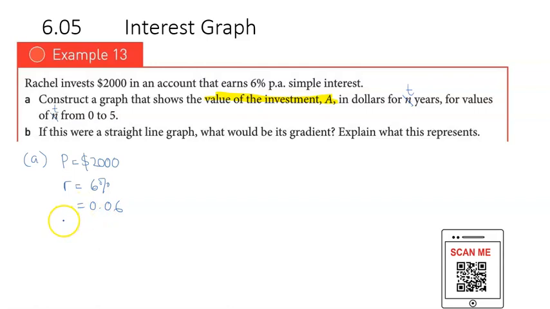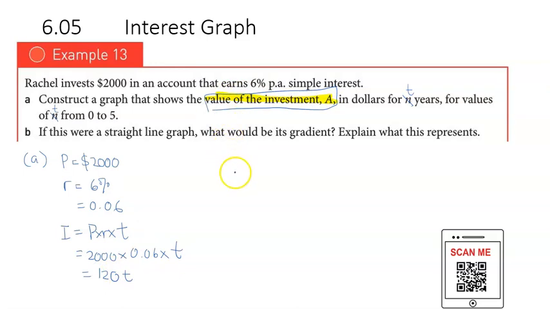How are you going to find the interest earned for this simple interest? I equals P times R times T. This is the only formula that you learn. So 2,000 times 0.06 times T, you will get 120T. But my question is I want to find the amount of the investment A. So A will be the same as P plus I, the total amount. Your principal is 2,000 plus 120T. Why 120T? Because the interest I get from this part is 120T.